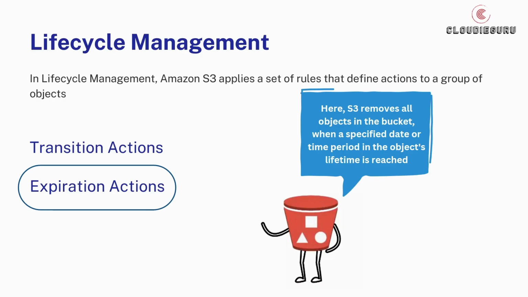The second type of action is expiration actions. Expiration actions help in removing all the objects inside an S3 bucket when a specified date or time period in the object's lifetime is reached. It is similar to the expiry date of any product. After the product's expiry date is reached, that product is not supposed to be used. Similarly, after an object's lifetime reaches a specific time period, it gets expired or deleted.